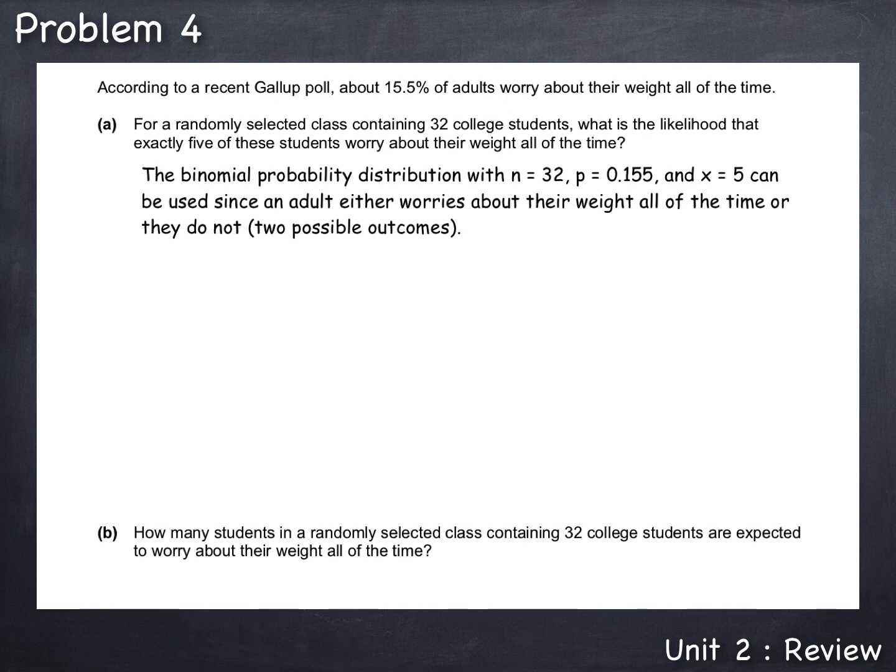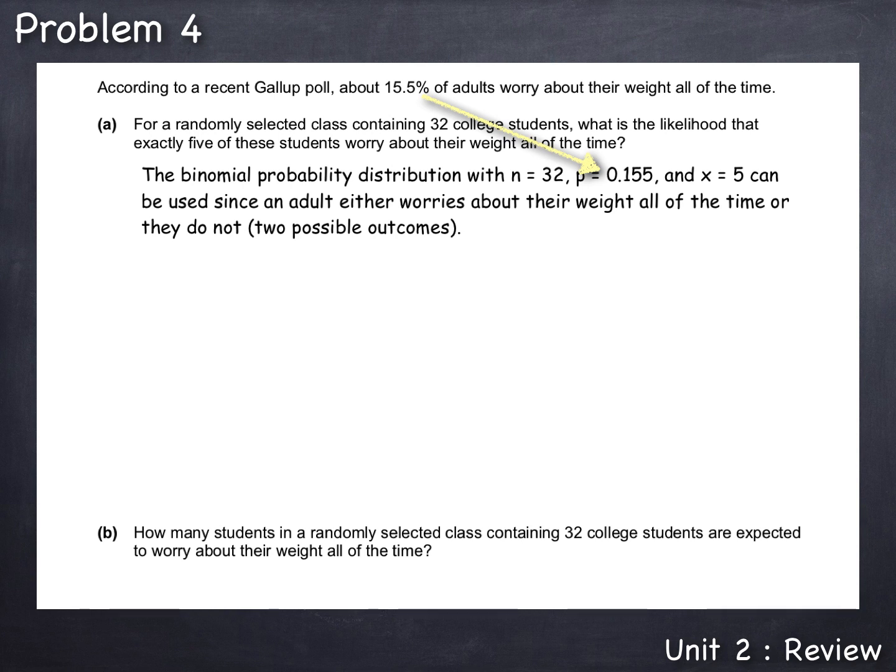And to calculate binomial probabilities, we need to know the values of the 3 variables, n, p, and x. In this case, n, the total sample size, is the randomly selected class of 32 college students. So n equals 32. And p, the percentage involved, is the 15.5% of adults who worry about their weight all of the time. Now when we enter this into the calculator, being it's a decimal machine, we have to enter the 15.5% in decimal form, which is 0.155.